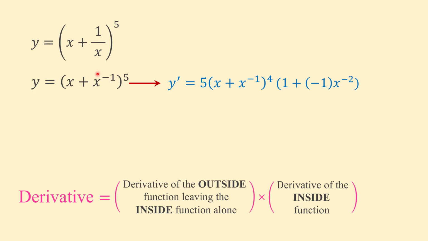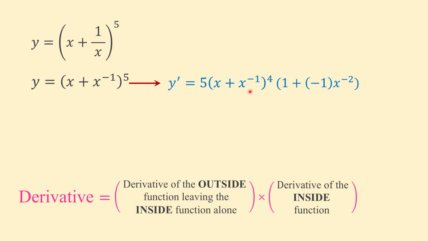So derivative of the inside function is 1 plus negative 1. We bring the power down to the front of the term as a coefficient and we reduce power by 1. Negative 1 minus 1 equals negative 2. And this is the derivative of the function.